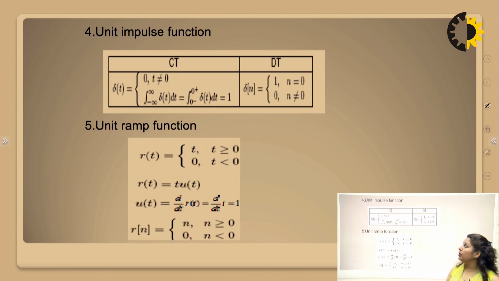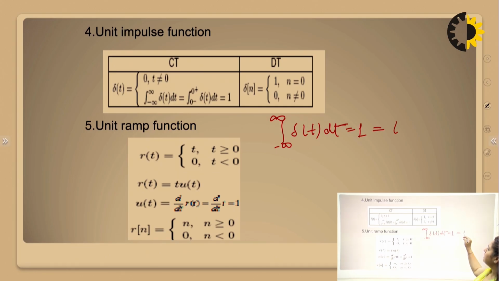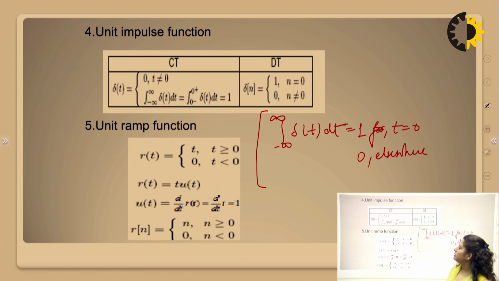It has a property that the integral from minus infinity to infinity of del(t) dt is equivalent to 1 for t equivalent to 0, and elsewhere it is 0. So we can have this property of the impulse function. Similarly, for discrete time, del(n) is equivalent to 1 for n equivalent to 0 and is equivalent to 0 for n not equivalent to 0, or everywhere it is 0 except at n equivalent to 0, you can say.